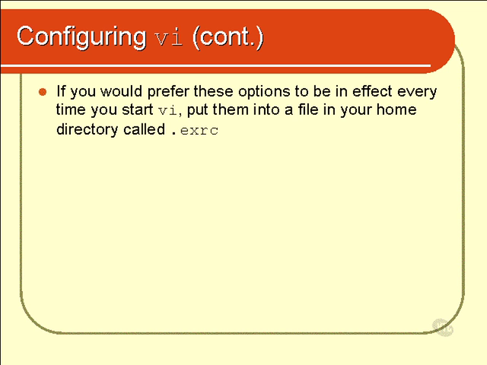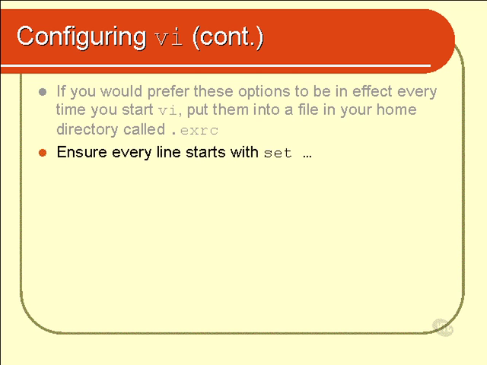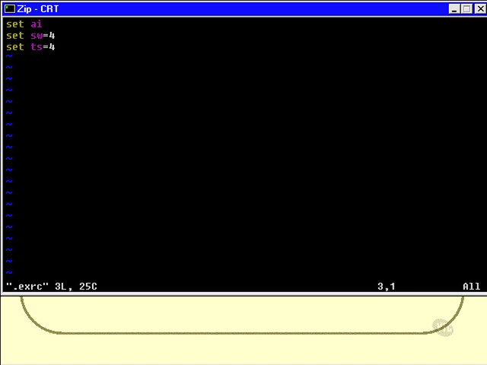So if you want Vi to remember those settings, then create a file in your home directory called .exrc and put all the commands in that. Ensure that every line starts with the word set followed by the option that you want to set. Let me show you an example of an .exrc file.